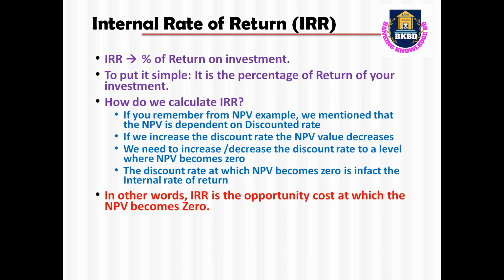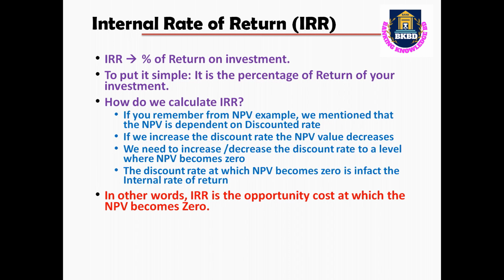If you remember from the NPV example, we mentioned that the NPV is dependent on the discount rate. If we increase the discount rate, the NPV value decreases. If we increase or decrease the discount rate to a level where NPV becomes 0, the discount rate at which NPV becomes 0 is, in fact, the internal rate of return. In other words, IRR is the opportunity cost at which the NPV becomes 0.